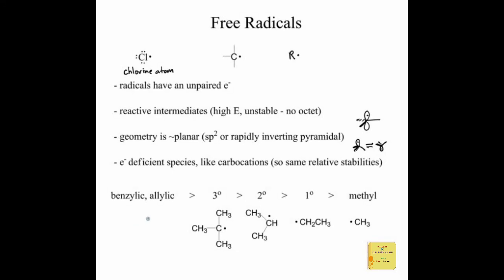Let's review what allylic means. Remember, allylic means that you are next to a pi bond. That would be an example of an allylic radical. A benzylic radical. What does a benzylic radical look like? It doesn't mean you have a benzene with a radical on it. That would not be a benzylic radical because benzylic means that it's next to a benzene ring.